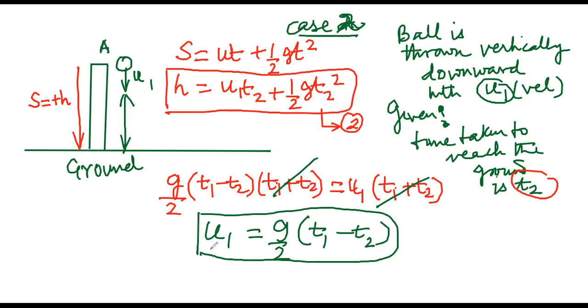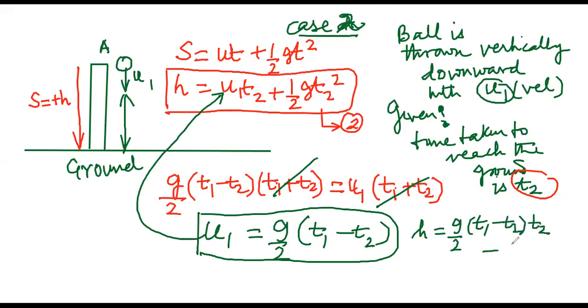Next, we need to find out the value of h. So, children, I will put this value of u1 in this equation so that I can easily solve for h. If I put the value instead of u1, I will get h = g by 2 (t1 - t2) into t2 - half g t2 square + half g t2 square.